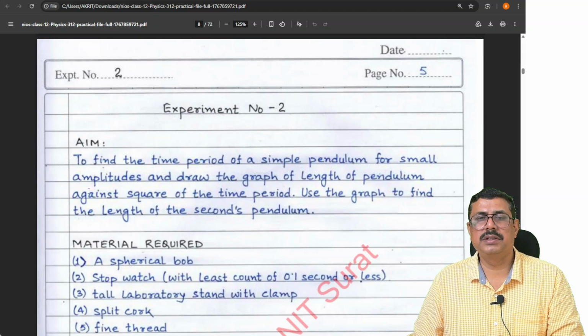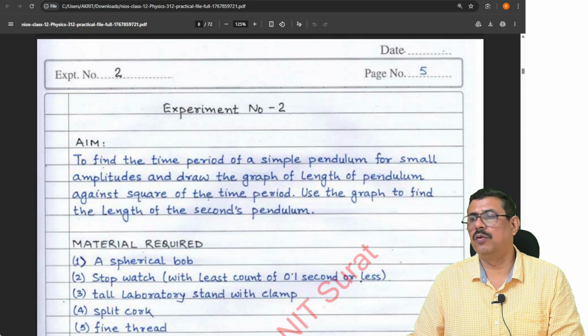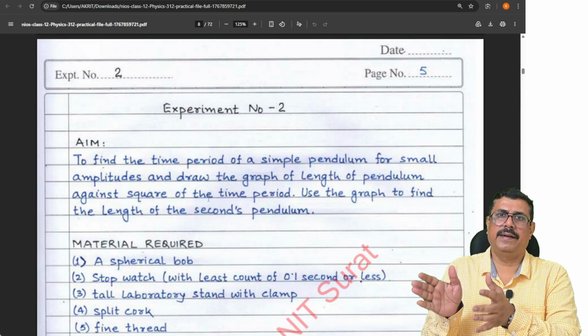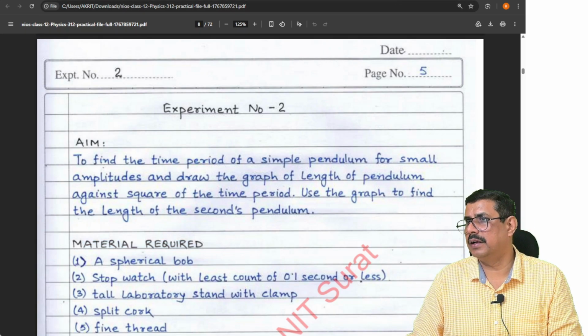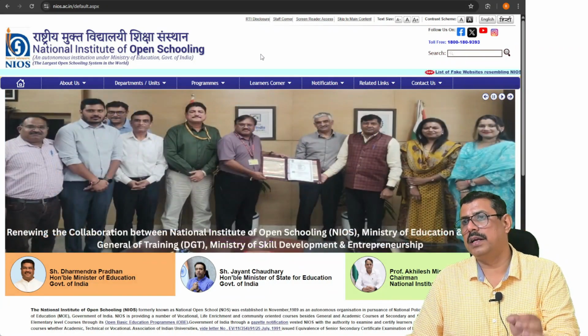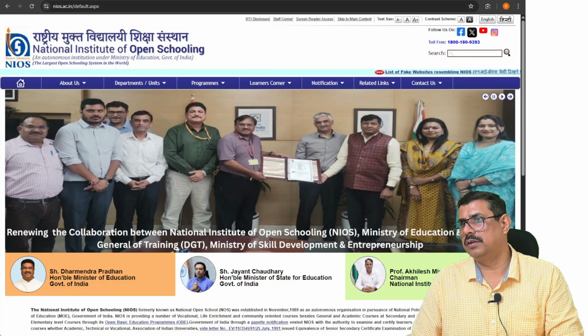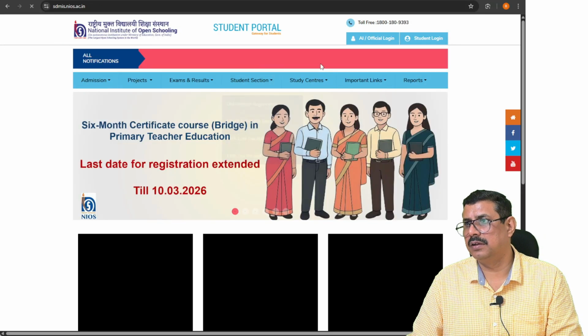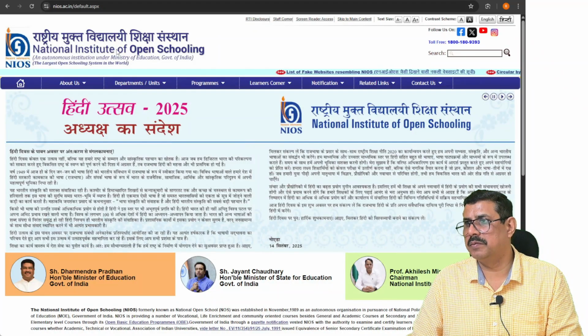So this was practical number 1. Now experiment number 2: aim, materials required. From where have I taken this practical? I have taken this practical from the NIOS lab manual. Where can you get the NIOS lab manual? For that, come to the NIOS main website, not this one, not this admission website. Go to the main website, this one.